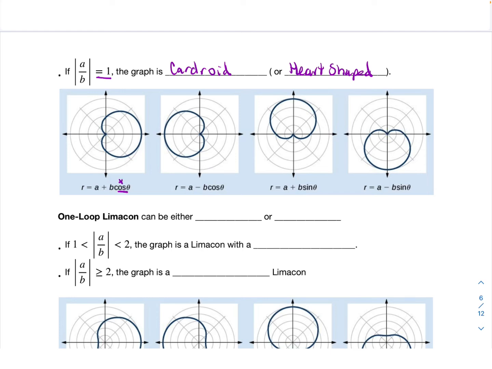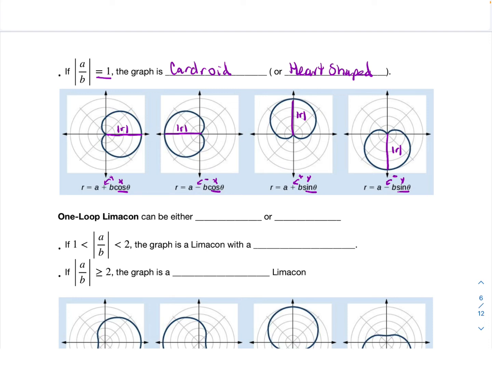Again, cosine, think x, positive in between, so we're going toward the positive x-axis, and that's our maximum value of r. Cosine, negative between, think of the negative x-axis. Sine is y, positive between, so it's going up on that pi over 2 line. Sine is y, negative, so it's going to the negative pi over 2 line.